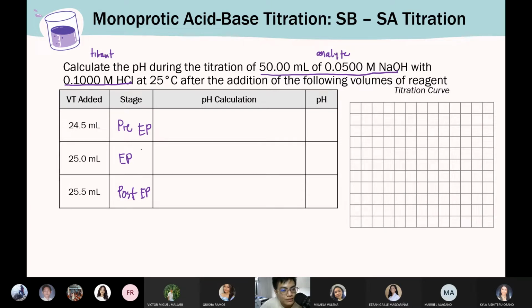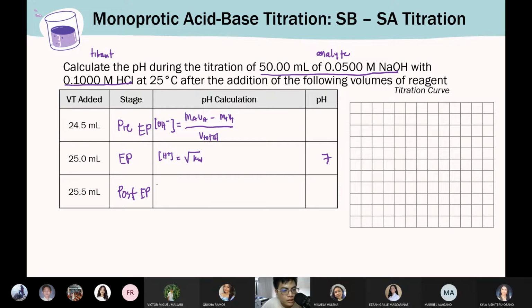Okay, for the pre-equivalence point, what's the equation that I will use? I think I still remember it. It's in the PowerPoint anyway. That will be MAVA minus MTVT, over V total. It's just the same equation repeated. For the equivalence point, again, for strong acid and strong base, or vice versa, the pH is always 7. Always 7. Okay.